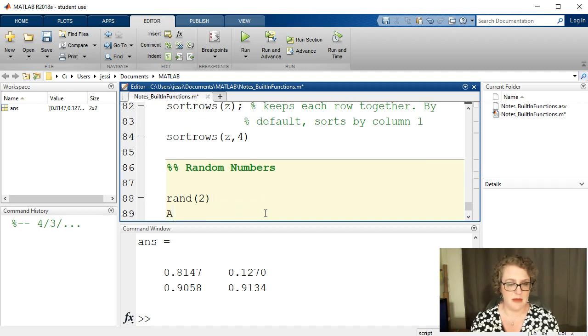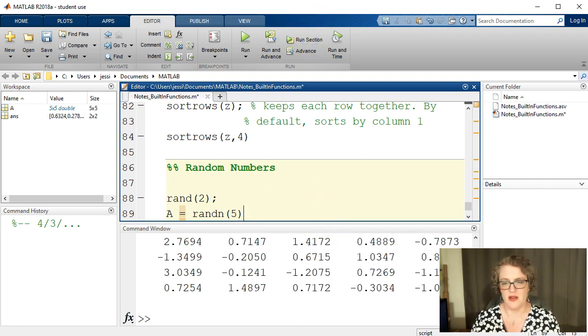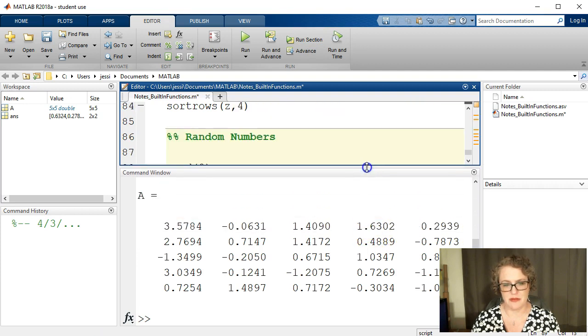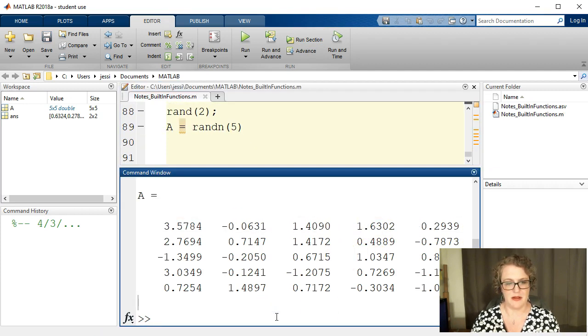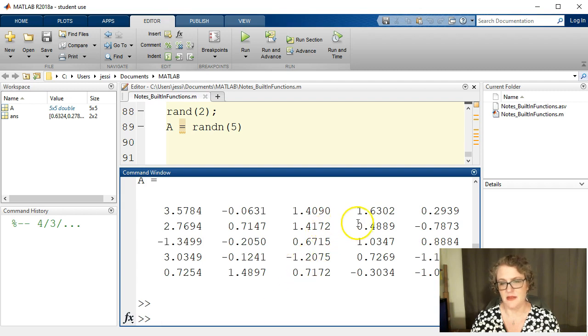Let's create a matrix called A that is randn(5). I want to show you something a little different. randn is no longer a uniform random number, but this is going to be a normally distributed random number. Let's look at a 5 by 5 matrix with random numbers here. Let's pull that up. And what you can see is we've got positives and we've got negatives.